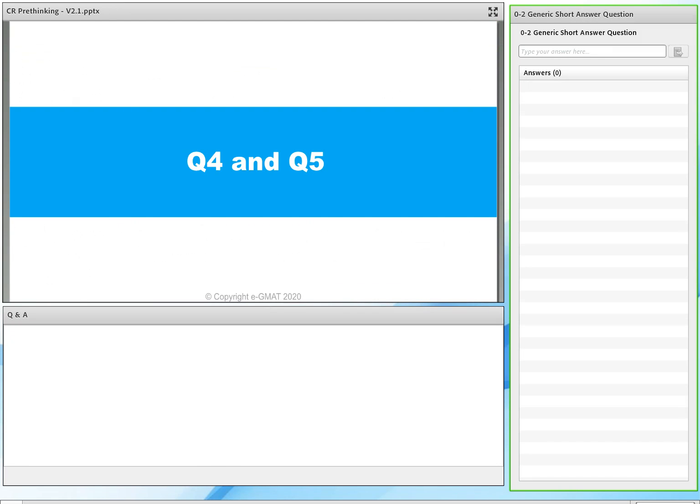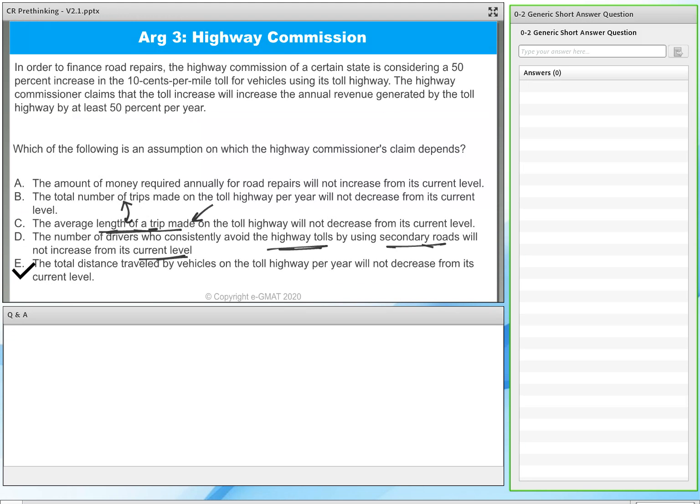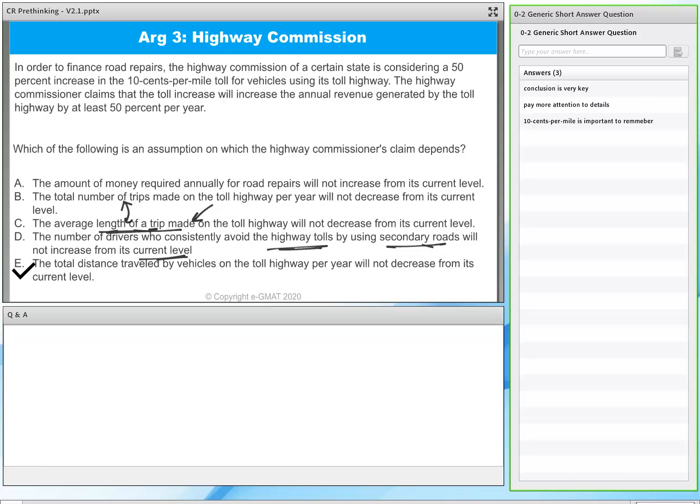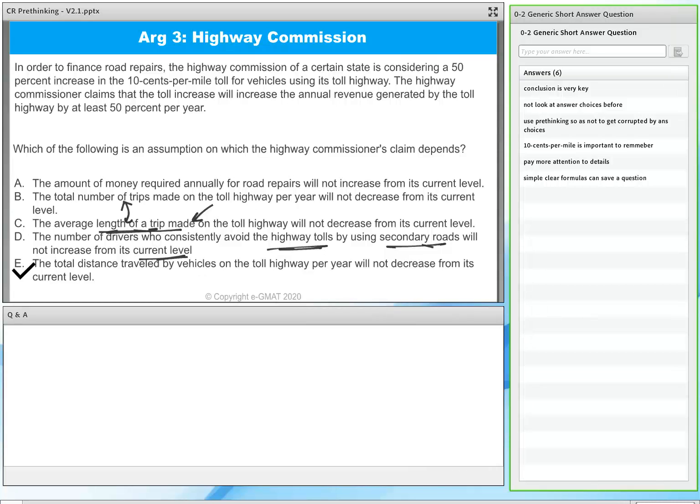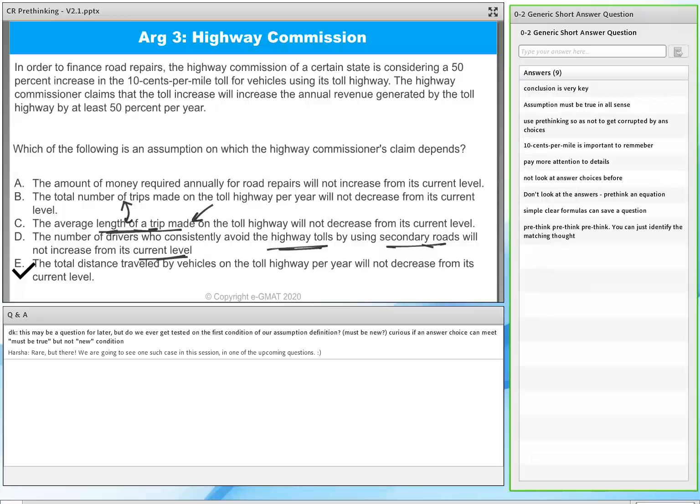Now, what did you learn from this question? What are your takeaways from this? Pay more attention. Use pre-thinking. Don't get corrupted. Simple, clear formulas. Not formulas, logical linkages is what I would call it. I mean, it was a formula here, but in general, it's logical linkage. Sometimes that logical linkage leads to formulas.